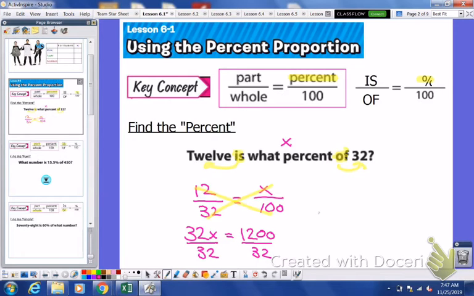And we get that x equals 37.5. We were talking about a percent, so make sure you label it percent. So 37.5%. Okay, so there was an example of using our proportion in order to find the percent.